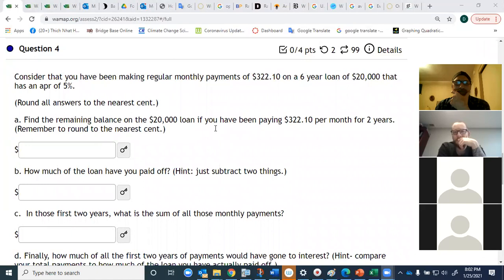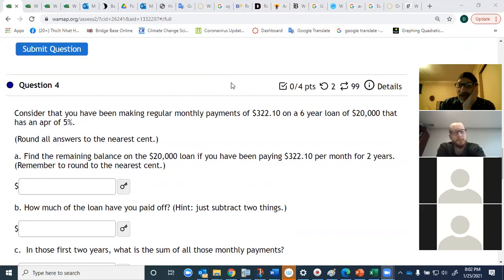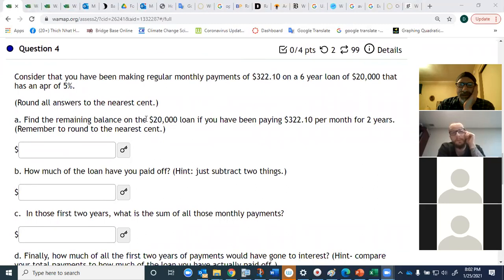Okay, so this one is a very interesting problem. So this one's going to take a little bit of time. And it says, consider that you have been making regular monthly payments already, payments of $322.10. And it's just a 6-year loan of $20,000, maybe like a loan on a car or something, right? And the APR is 5%. It says, find the remaining balance on the loan if you have been paying $322.10 per month for 2 years.